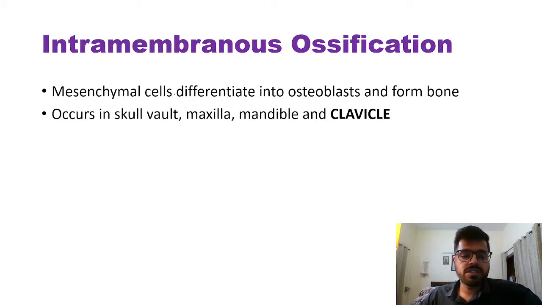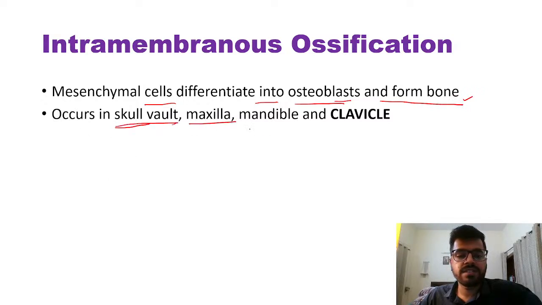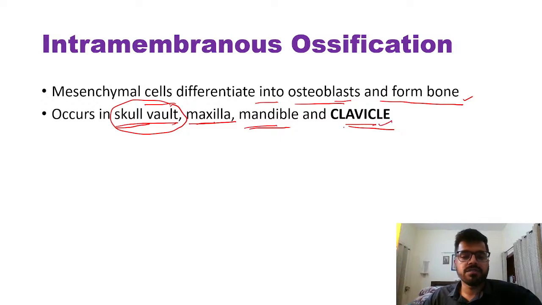Intramembranous ossification, in this the mesenchymal cells differentiate into osteoblasts and directly form bone. There is no cartilage model in it. It is seen in skull vault, maxilla, mandible, and clavicle. So basically the skull vault, the facial bones, maxilla and mandible, and only long bone, that is clavicle. This is very important to remember.